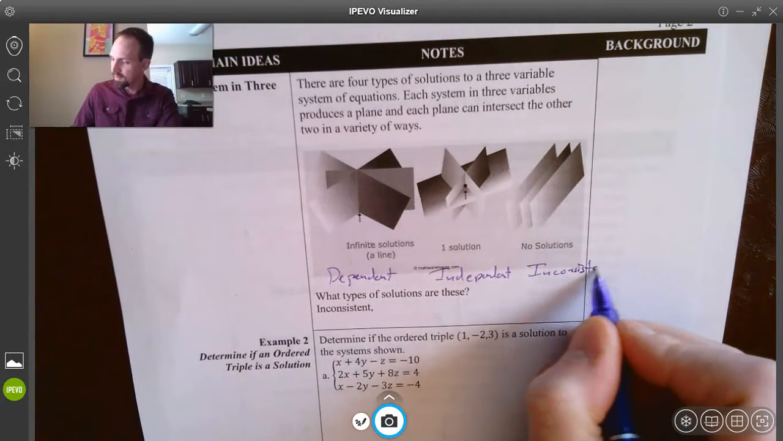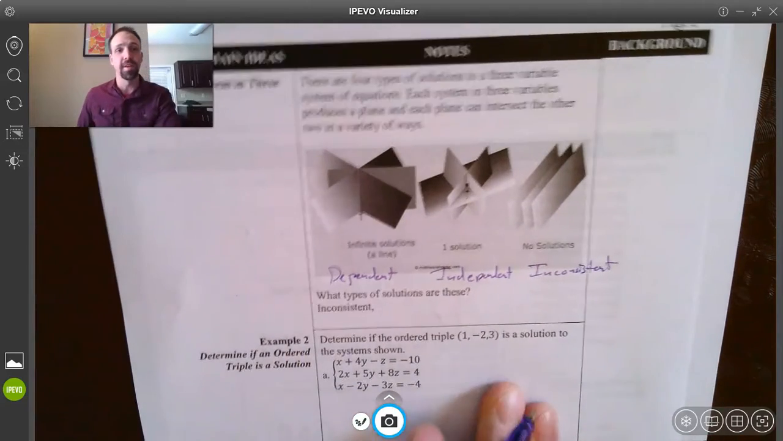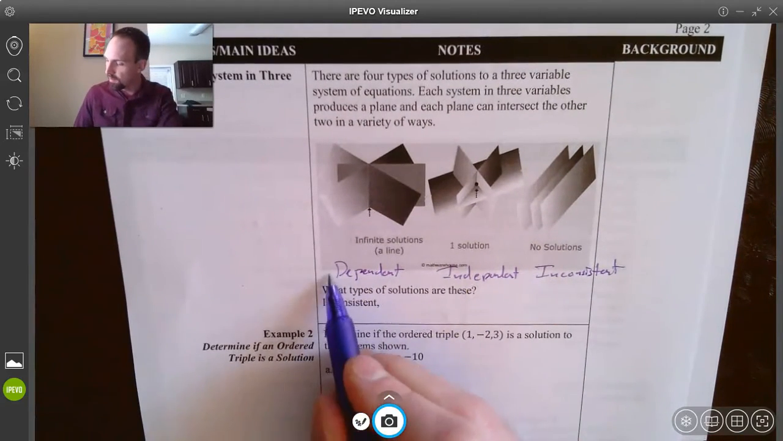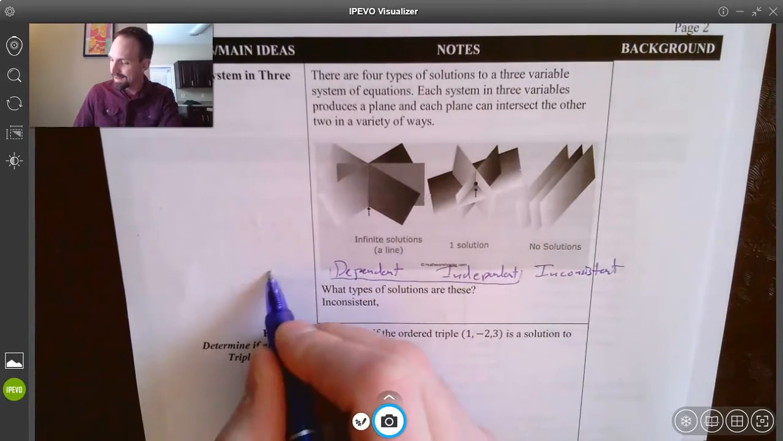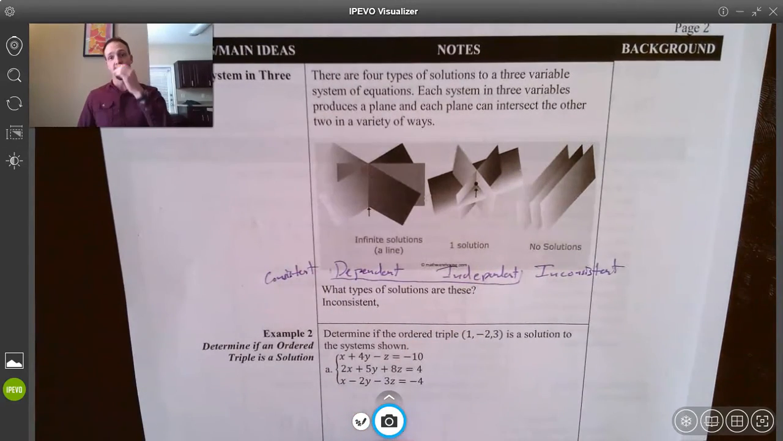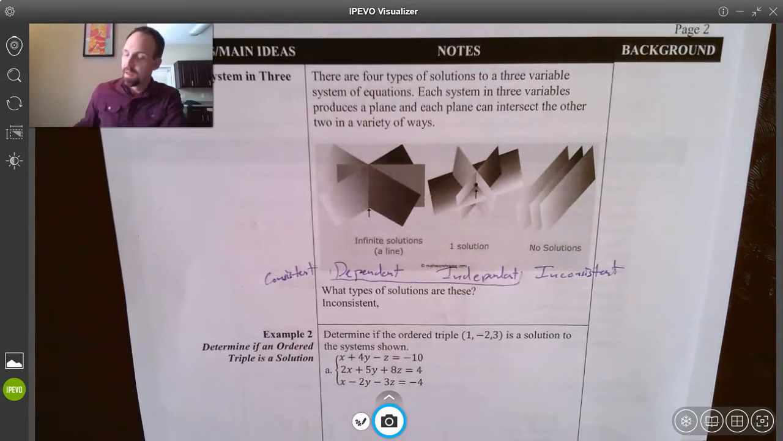I started writing inconsistent on this line down here. Those are the different types of solutions. Remember, these two, dependent and independent, are both consistent, because they have at least one solution. So those are consistent systems.